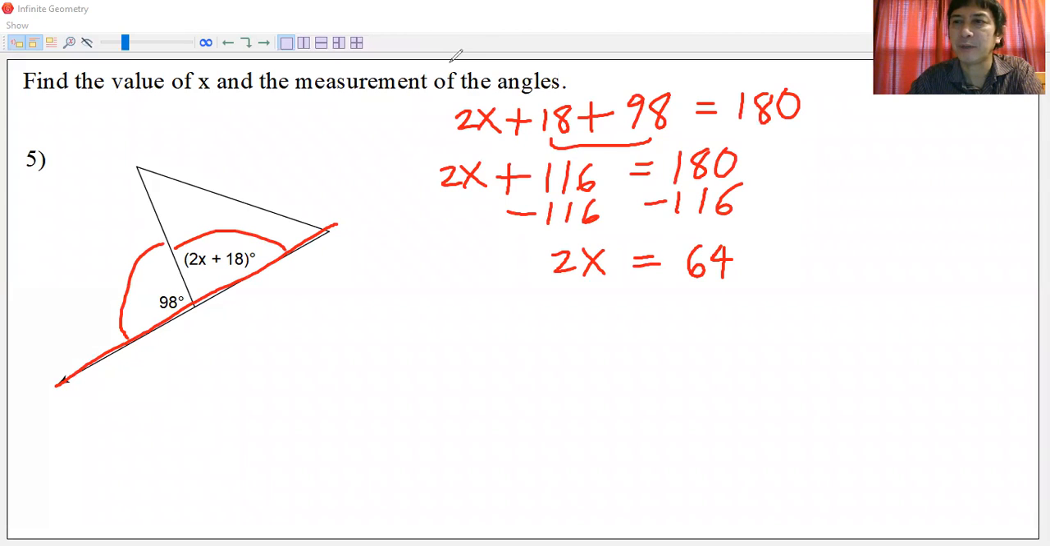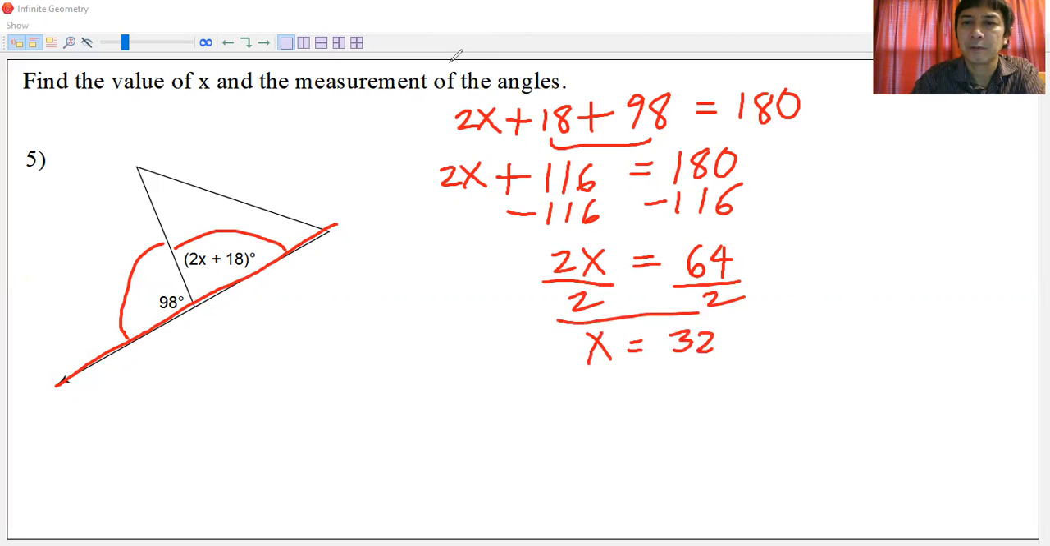At this point, we divide by 2 the coefficient of the x. And so x is 32. All right, we found the x. Next, solve for the other angle.